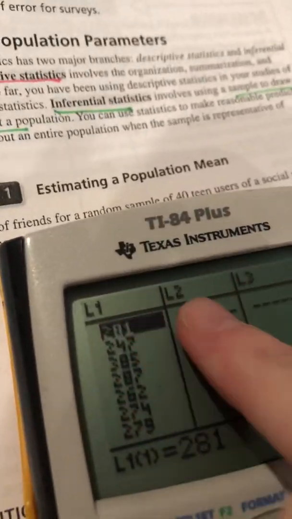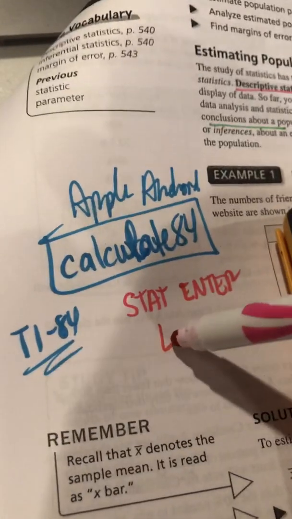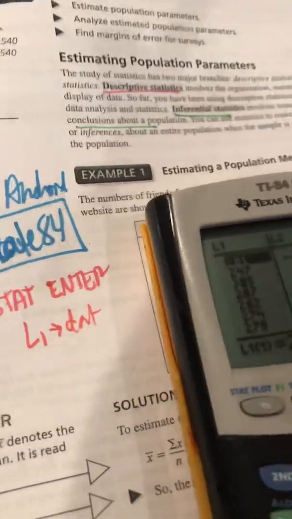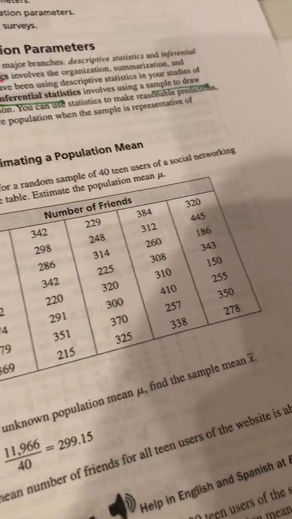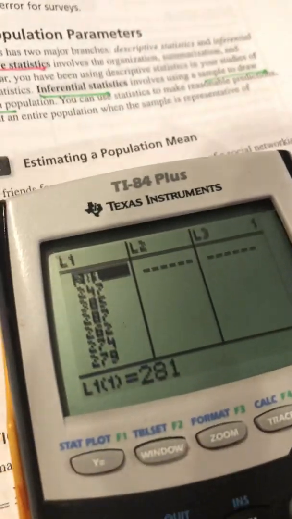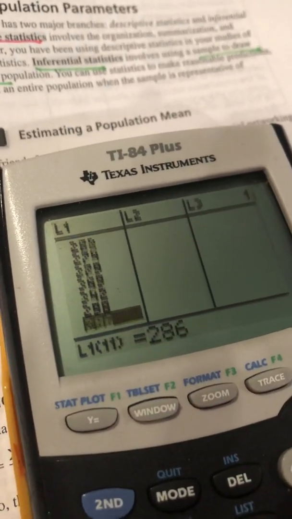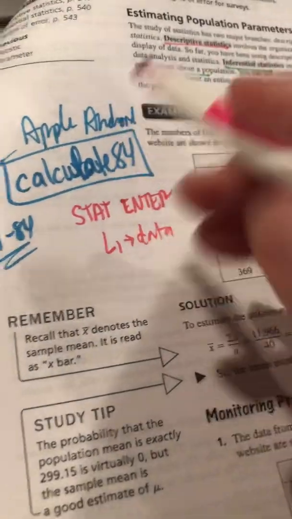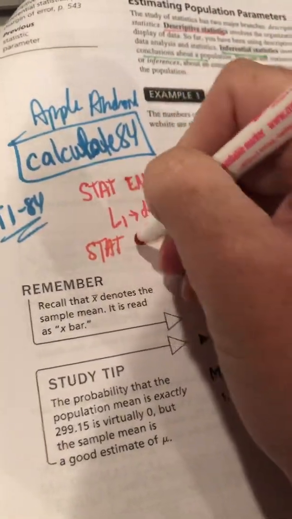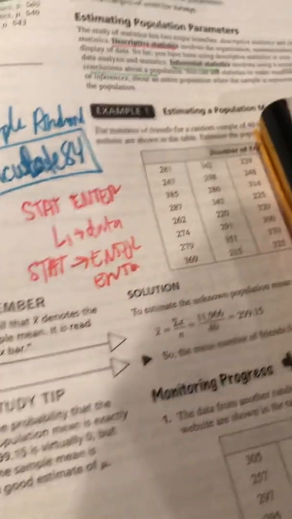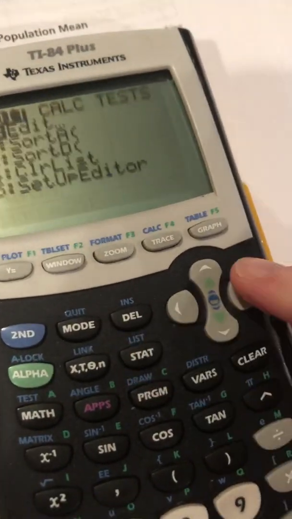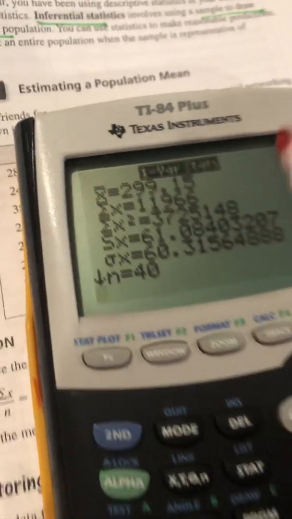So I'm going to do it right now. If I do stat, enter, you can see I have list 1, list 2, list 3. I'm going to put my data in list 1. I'll show you how in a minute, but that was a lot of data to put in. Do you see all that data? After you've put it in, you're going to hit stat, right, enter, enter, enter, enter until you get something. So I'm going to do it right here, stat, right, and then enter until I get something. There it is. That's what it says.